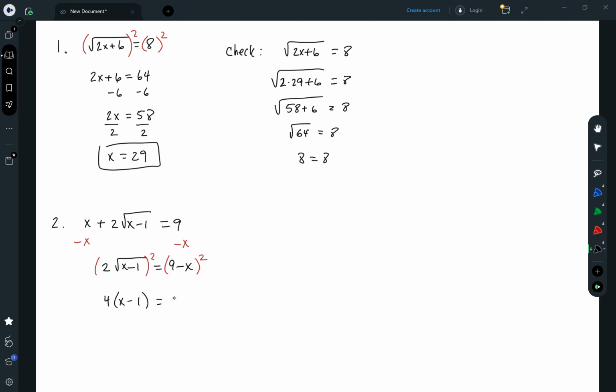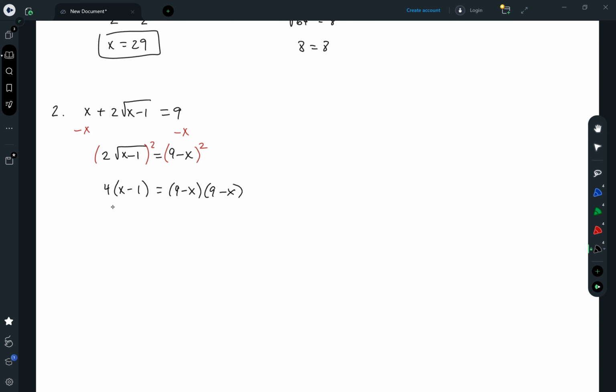On the right side, we have 9 minus x squared, which we're going to need to multiply out as 9 minus x times 9 minus x. On the left side, we can distribute 4, giving us 4x minus 4. On the right side, we distribute: 9 times 9 is 81. 9 times negative x is minus 9x. Negative x times 9 is minus 9x. And negative x times negative x is plus x squared. We can combine the two middle terms, giving us 81 minus 18x plus x squared.